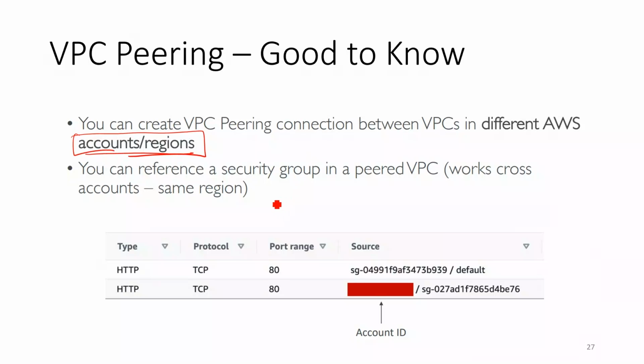Don't worry about it. You can reference a security group in a peered VPC. So if VPC A and VPC B are peered and there is a security group in VPC B, you can reference it from VPC A. That's what I mean, right? Hope that is clear.